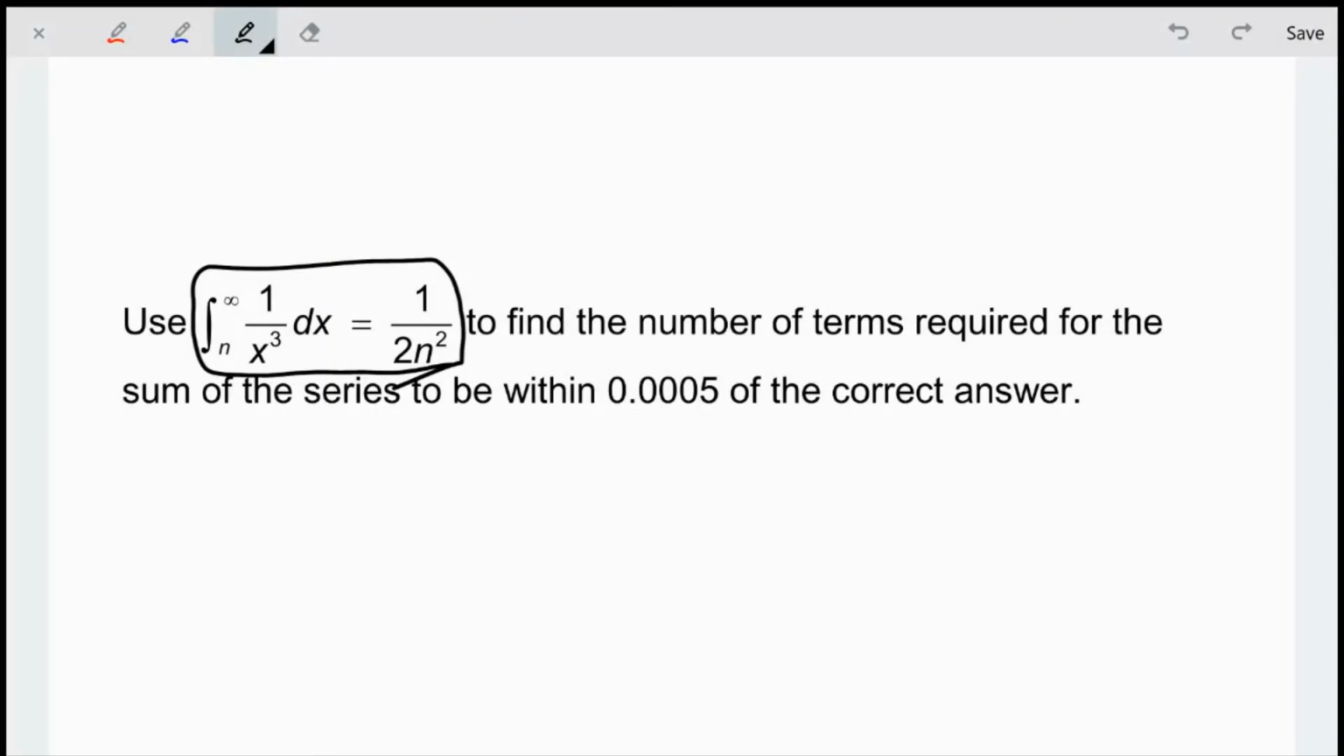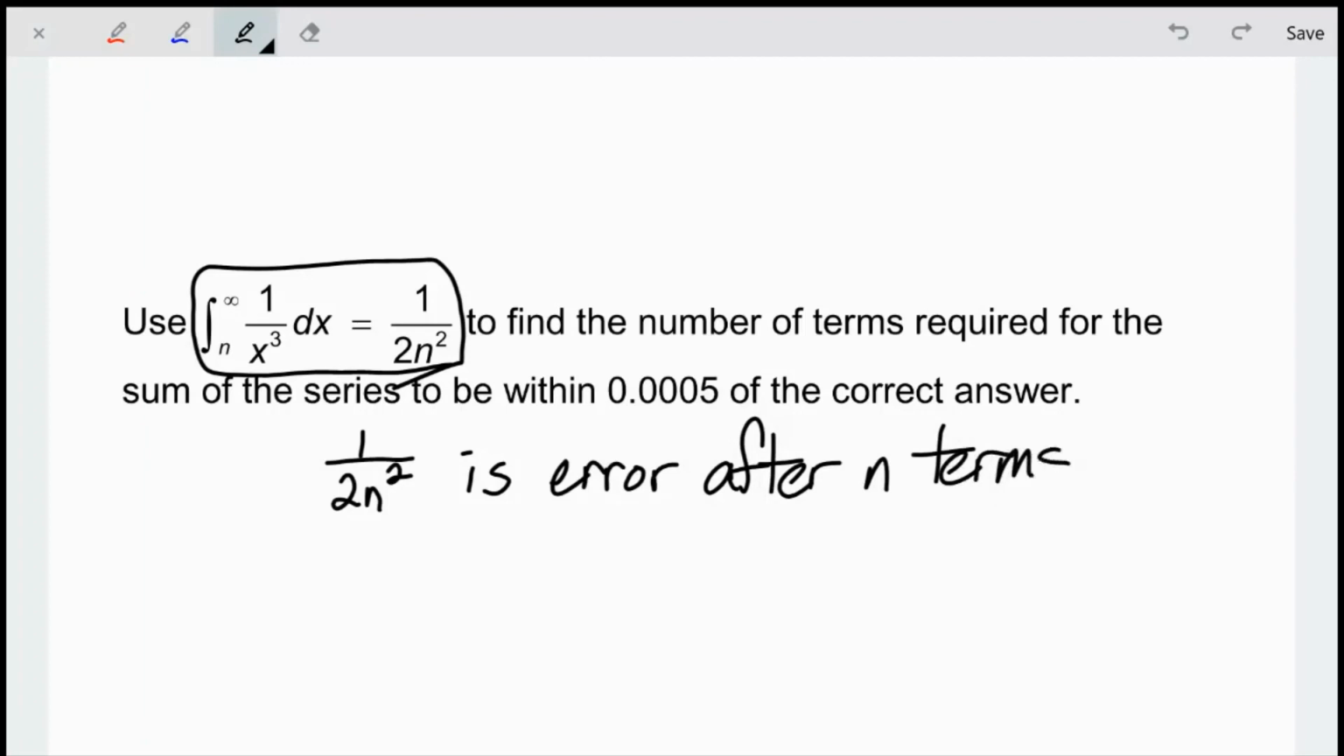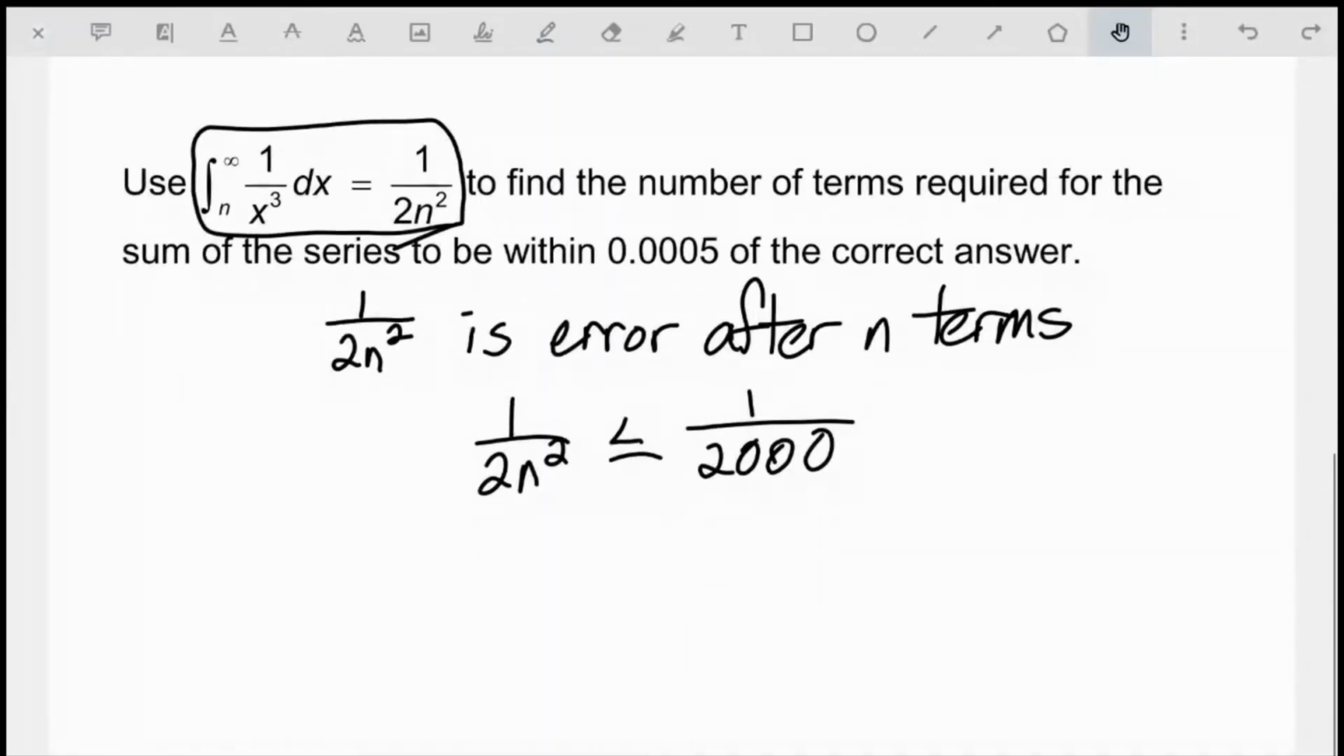Okay, so remember, 1 over 2n squared is the error after n terms. So what we're saying, if we want the sum of our series to be within 0.0005 of the correct answer, we're saying we want 1 over 2n squared to be less than or equal to 1 over 2,000. That's what 0.0005 is as a rational expression.